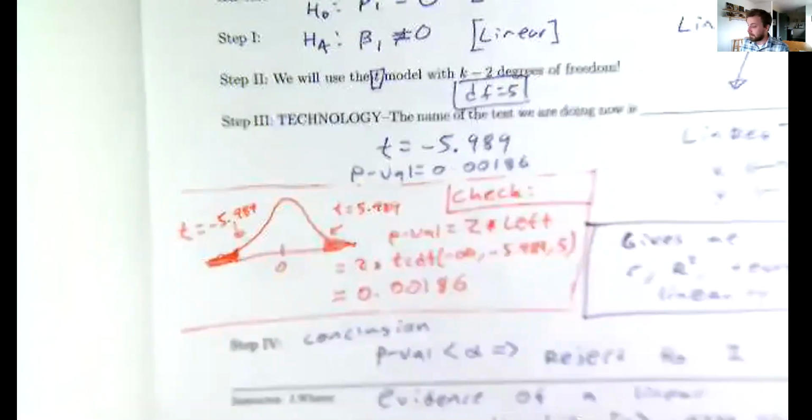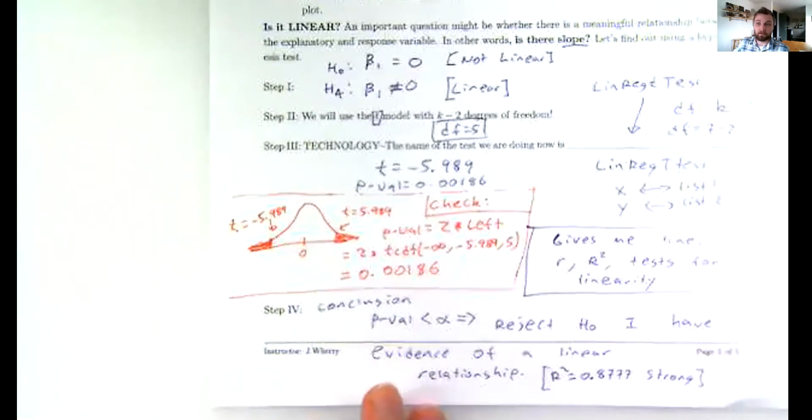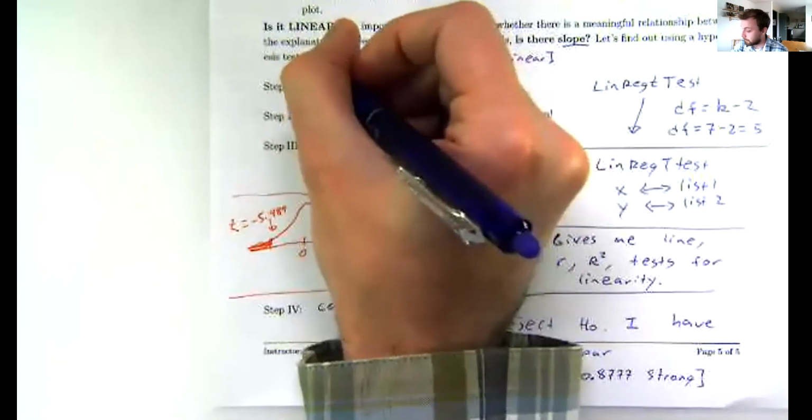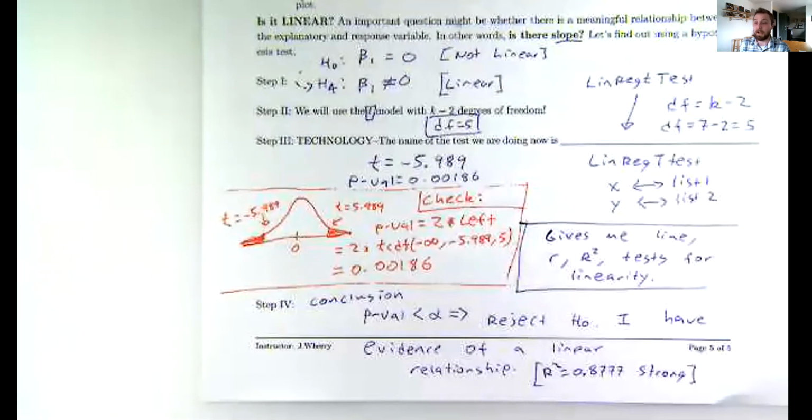Those 4 steps again. Step 1, I assume that it's not linear, that there's no slope. Alternative hypothesis, I'm testing that the slope is different than 0. My degree of freedom is 5. I find my p-value using my calculator. It spits it out for me. If my p-value is low, the null must go. If I'm rejecting the null hypothesis, I have evidence of the alternative. I have evidence of a linear relationship.